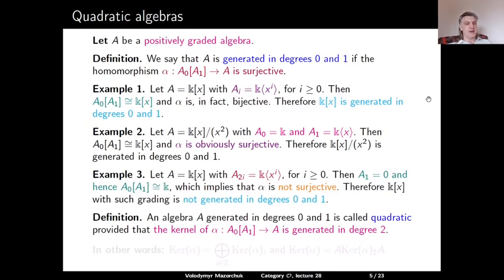An algebra A generated in degrees 0 and 1 is called quadratic, provided that the kernel of alpha is generated in degree 2. The kernel of alpha is a homogeneous ideal, so it can be written as a direct sum of homogeneous components. So the requirement that the kernel of alpha is generated in degree 2 means that the kernel of alpha as a two-sided ideal in A is generated by the homogeneous component ker alpha 2 of degree 2 elements.